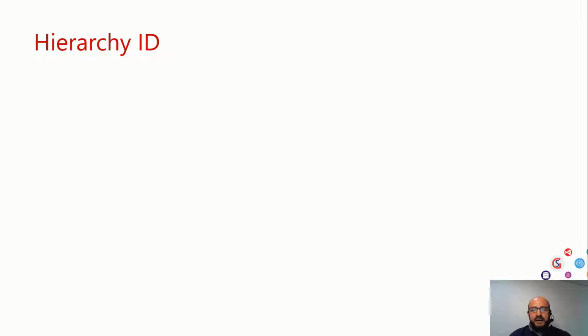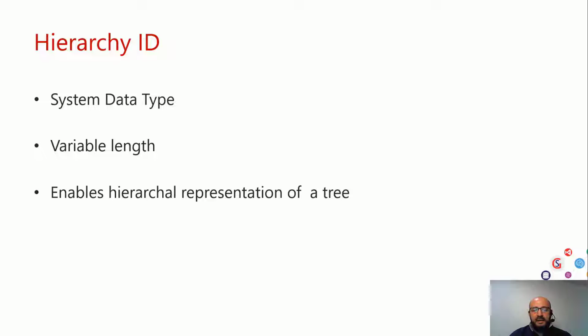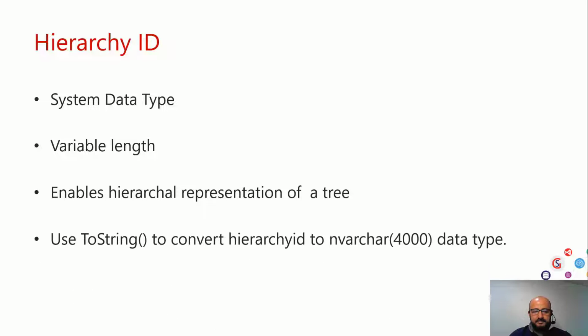So taking a closer look at hierarchy ID, basically it is a system data type that was introduced in SQL Server 2008. It's a variable length data type, and it gives us the ability to represent a tree, or the hierarchy of a tree, in a single data field. We can use the ToString method to convert the hierarchy ID to an nvarchar, and that allows us to see the data and make it more human readable as opposed to seeing what appears to be encrypted data.